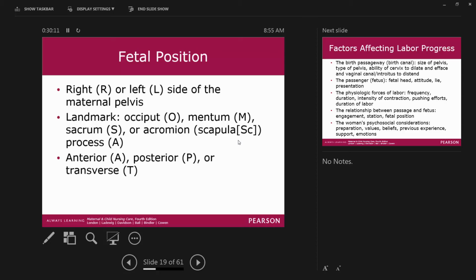If we have an OP, that means the back of the baby's head is facing to the back of the woman's body, and the face is facing to the front. That is a difficult delivery. That is backwards from what we really want. And when I say difficult delivery, I mean this woman has to push that much harder to get that baby out, okay?